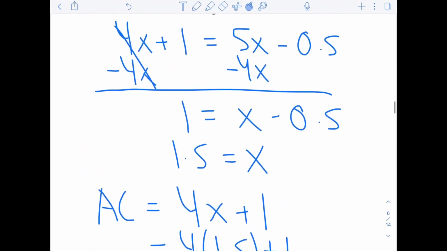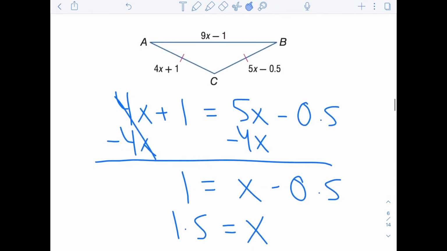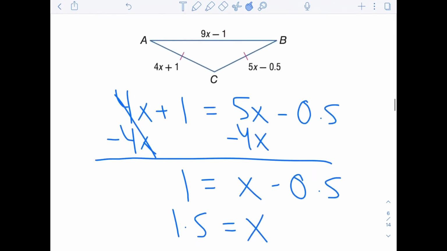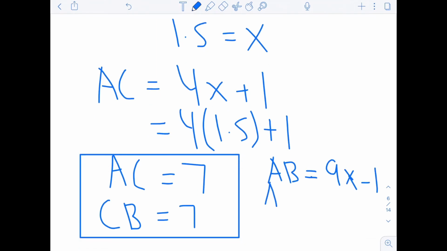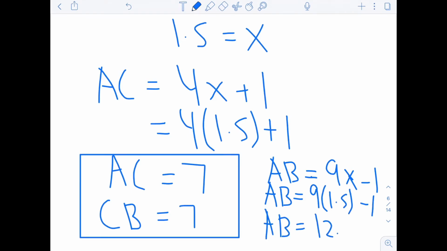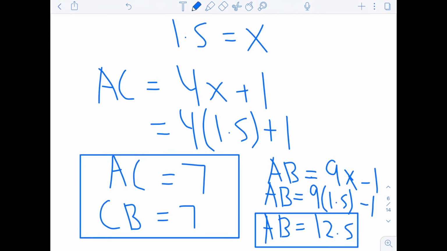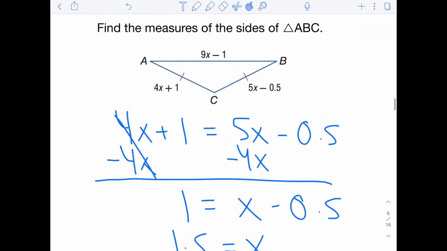So now all we got to do is find the length of AB. So AB is 9x minus 1, so let's plug in 1.5 to that. So that's 9 times 1.5 minus 1, which means that AB equals 12.5. So we have that AC equals 7, CB equals 7, and AB equals 12.5. And that makes sense because it's an isosceles triangle.